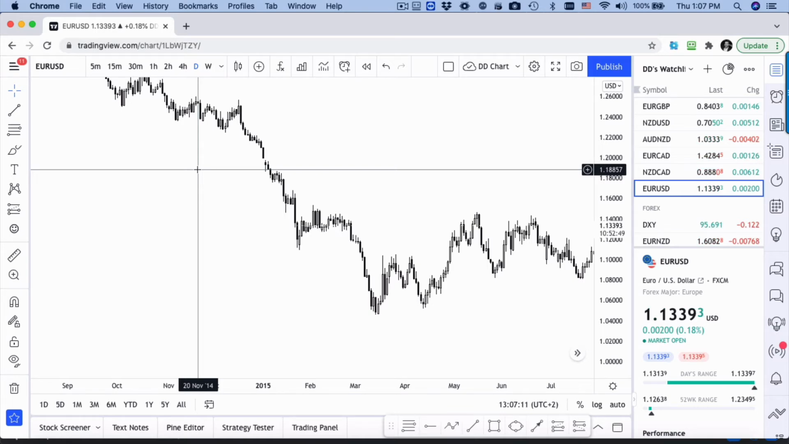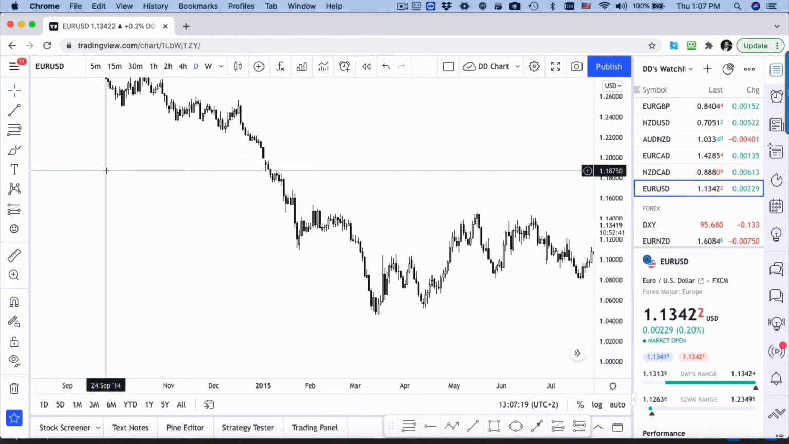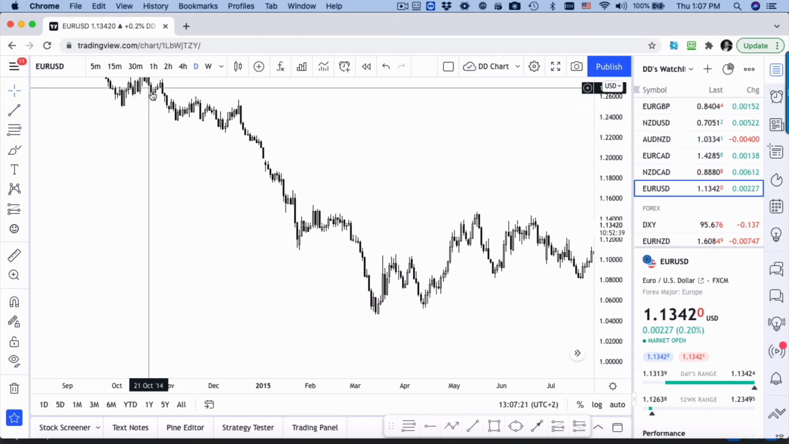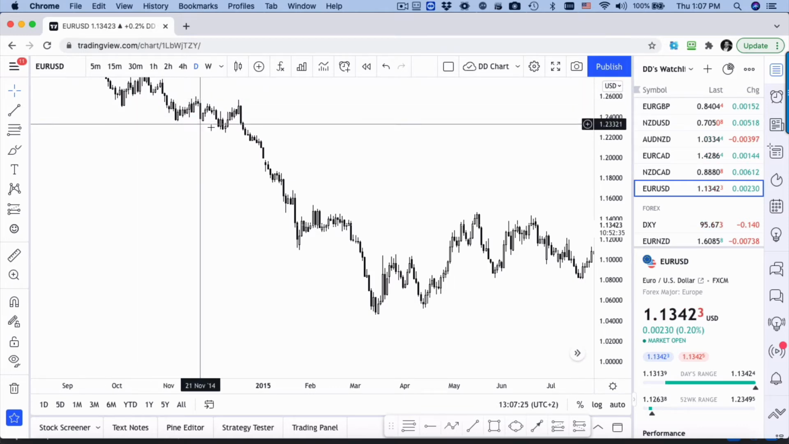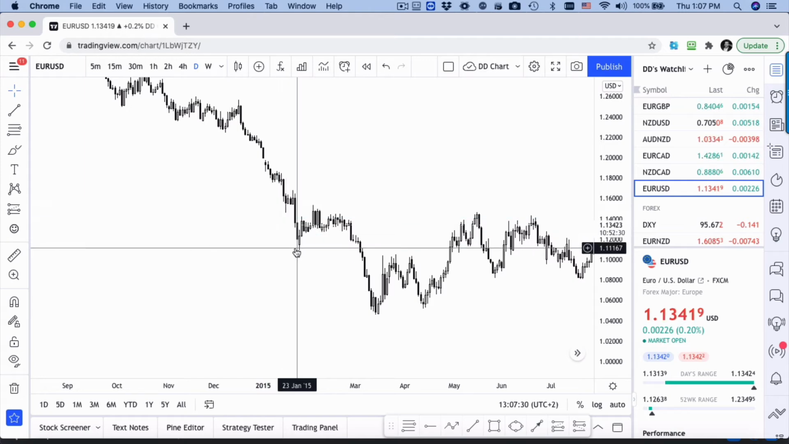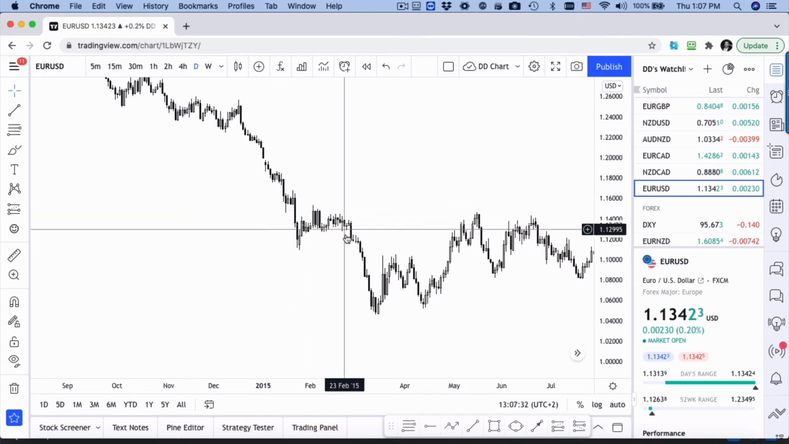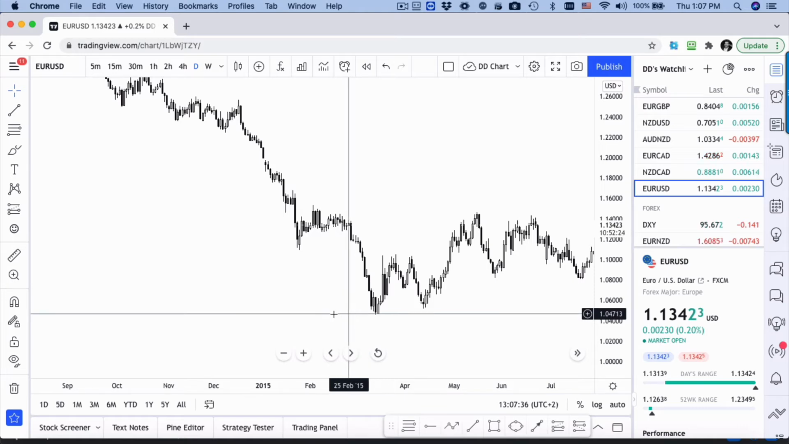Okay, we're looking at the euro dollar, the euro USD. We are on the daily chart over here. And we're back in 2015 if you care. And price was going down. We have the lower lows, the lower highs. Here's a lower low, a lower high, and then price falls. Makes another lower low, another lower high, price falls again. And it seems to stop in March around here. And then price is consolidating.